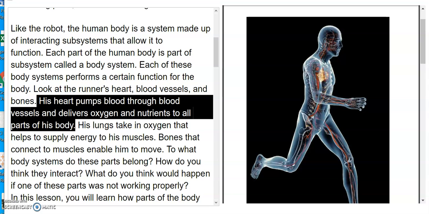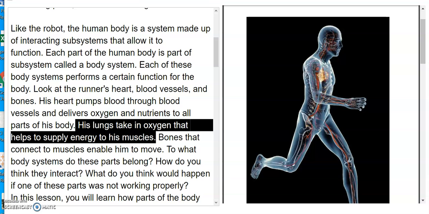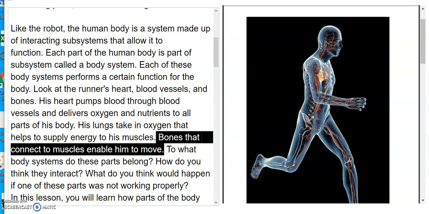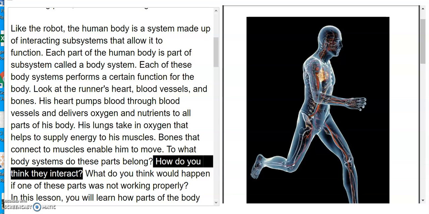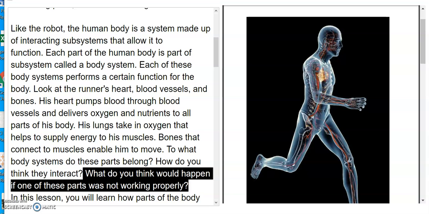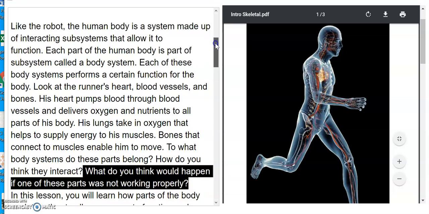His heart pumps blood through the blood vessels and delivers oxygen and nutrients to all parts of the body. His lungs take in oxygen that helps to supply energy to his muscles. Bones that connect to muscles enable him to move. To what body systems do these parts belong? How do you think they interact? What do you think would happen if one of these parts was not working properly?